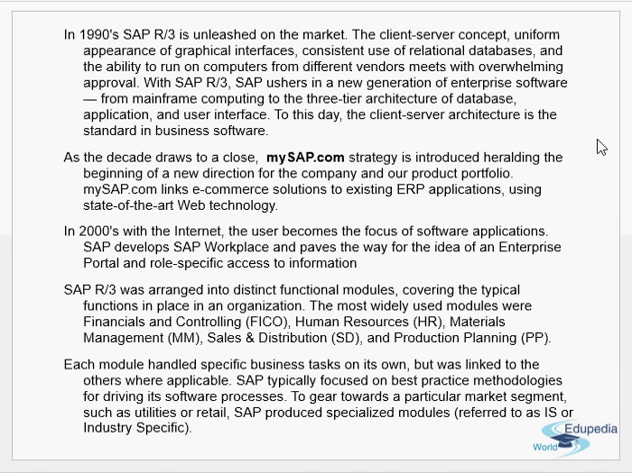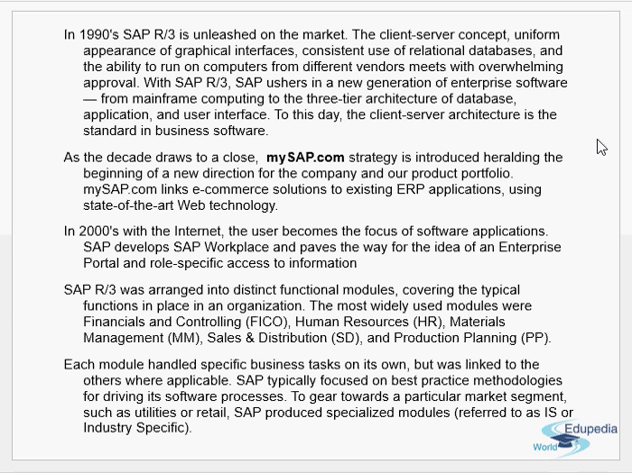As the decade drew to a close, the mysap.com strategy was introduced, beginning a new direction for the company and our product portfolio. mysap.com links e-commerce solutions to existing ERP applications using state-of-the-art web technology. Till R3, the web was not there. Now we are with mysap.com, so it integrates the web also. SAP is integrating with third-party software also using web technologies.